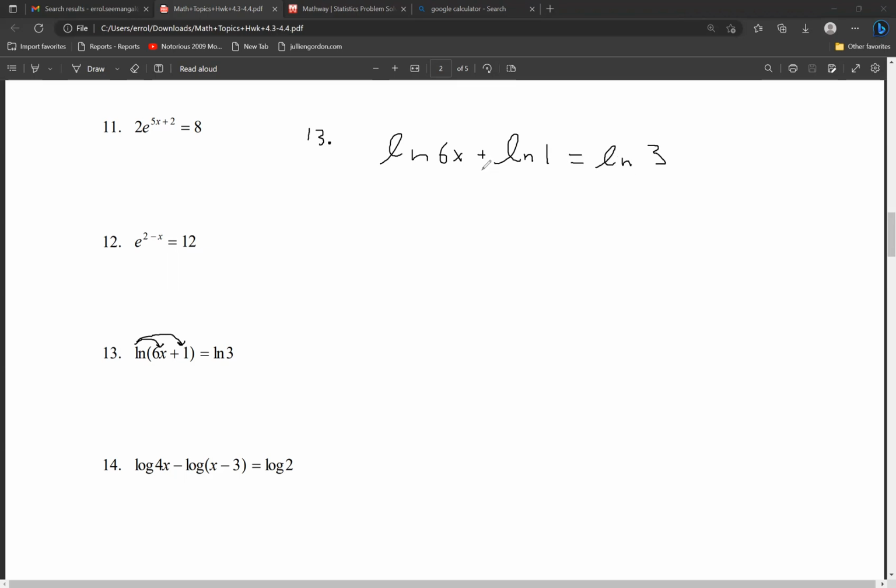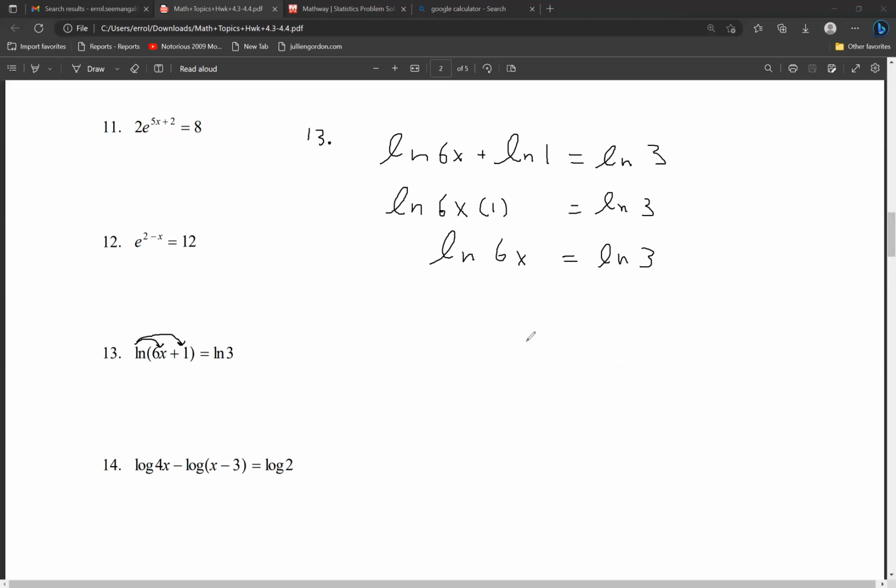Since we're adding right there, we can write it as 1. So ln 6x equals ln 3, right? 6x times 1 is just, all right, let me write it like that. So now ln 6x equals ln 3. So this was the same step as before.